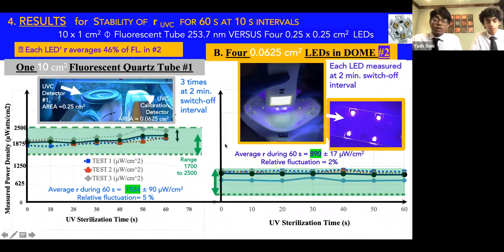So very similarly to dome number 1, dome number 2 had an average power density of 900, plus or minus 17 microwatts per centimeter squared, with a relative fluctuation of 2%. We used the same control geometry to find dome number 2.